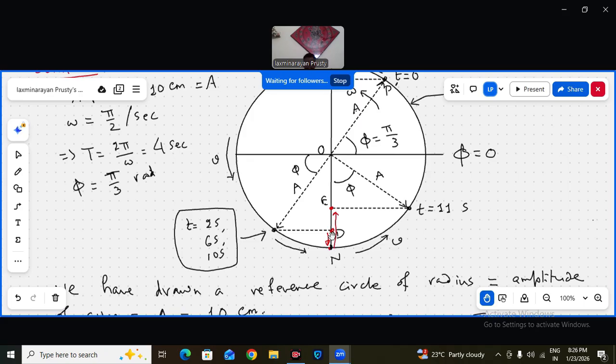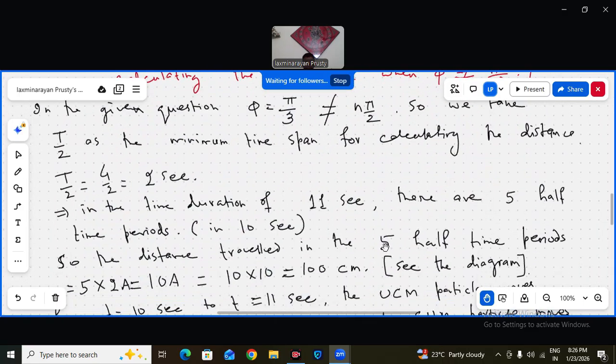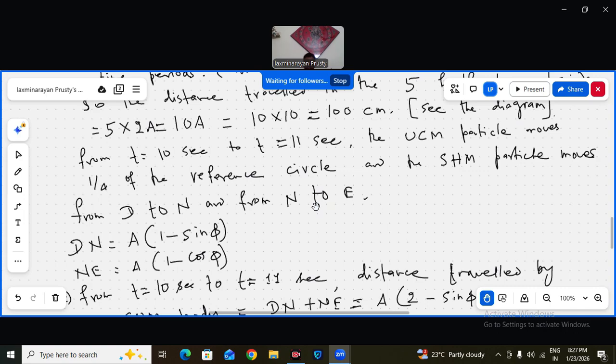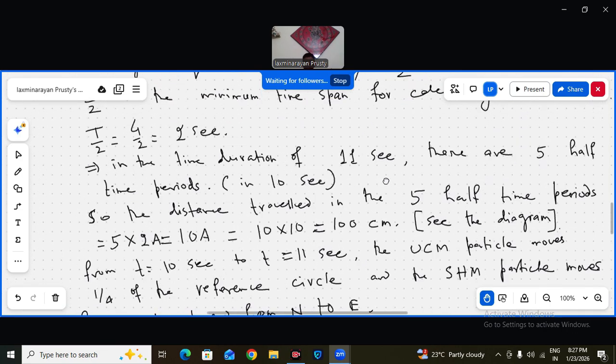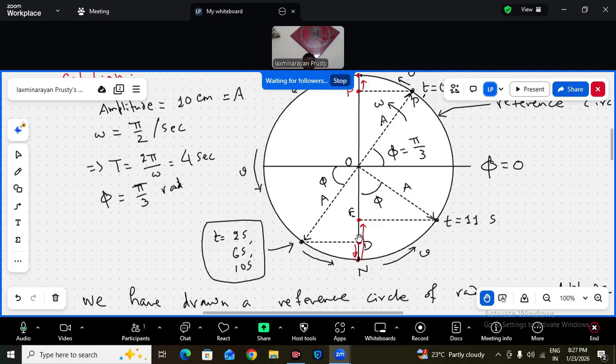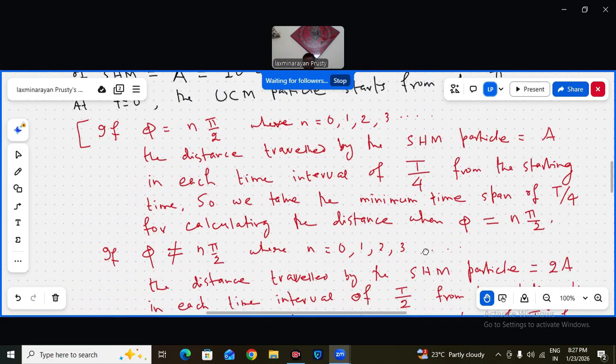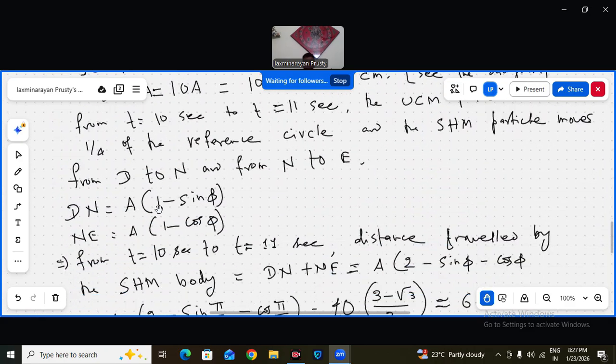So this dn plus ne, I wrote, is the distance in the last second, d to n and then from n to e. See in the diagram how much is dn: d to n is amplitude minus a sin phi. A sin phi is this distance O to d. So O to n minus O to d, that is a minus a sin phi, is dn. Did I write that or not? dn is a minus a sin phi, a common, a into 1 minus sin phi.